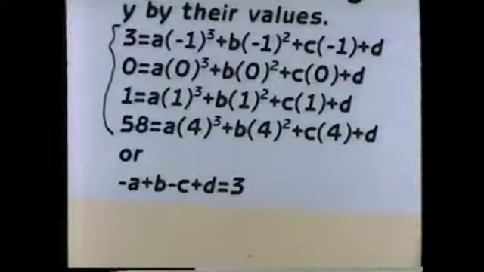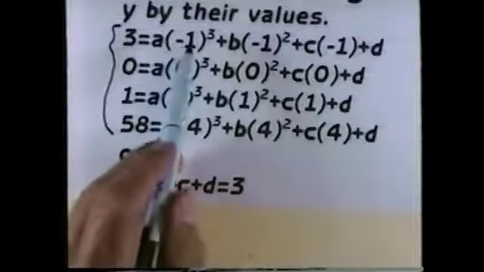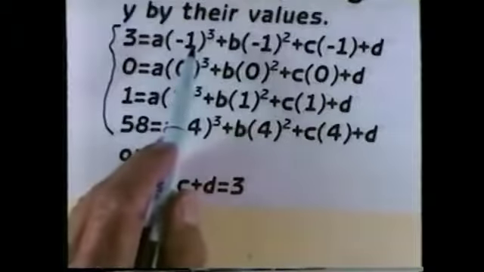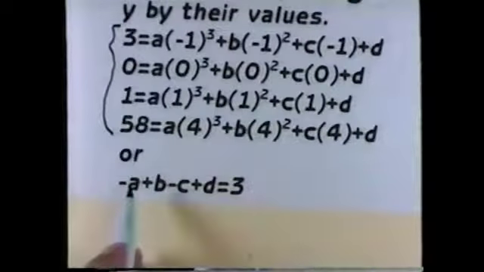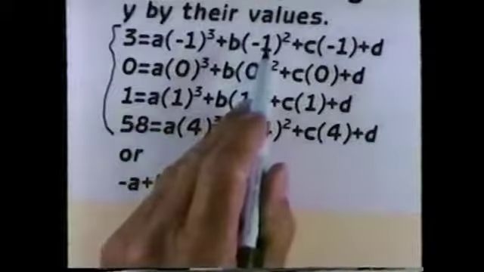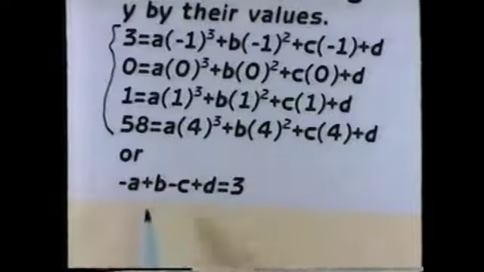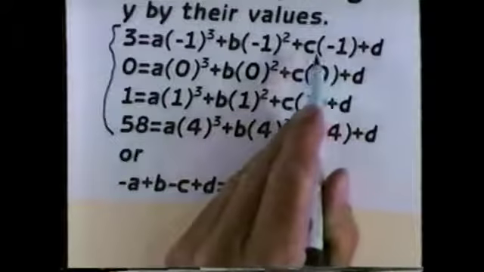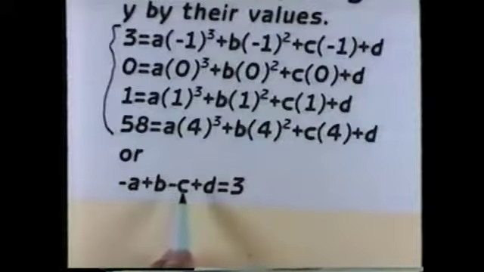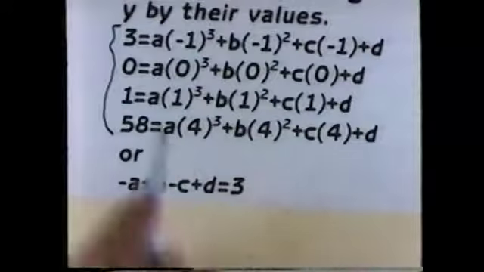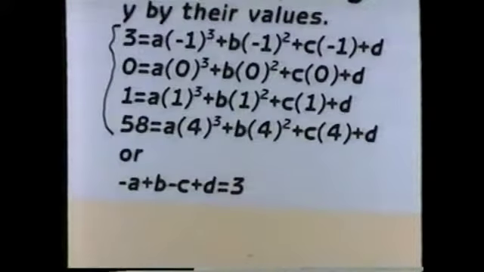Now we can simplify each of the equations. Negative 1 cubed is negative 1. Negative 1 times a is the opposite of a. Negative 1 squared is 1. 1 times b is b. Negative 1 times c would be the opposite of c. Plus d is equal to 3. So I just brought the 3 over to this side because we're more used to seeing it this way.